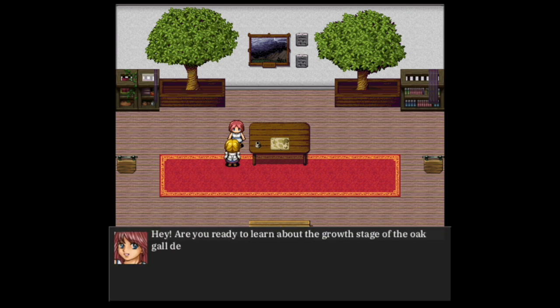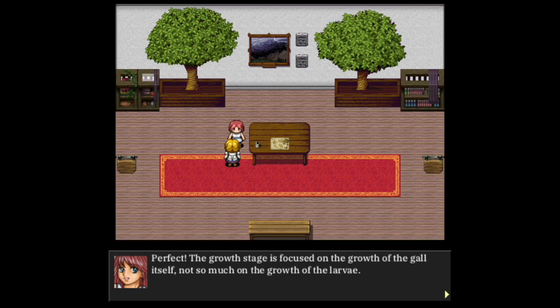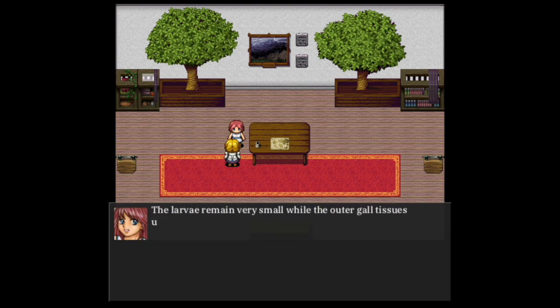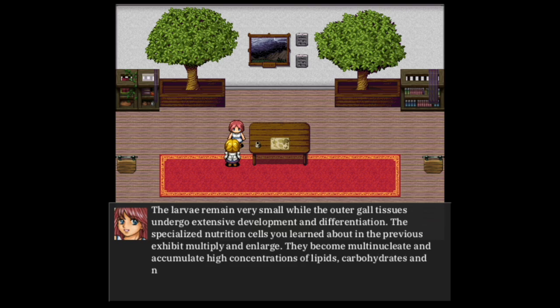Hi, are you ready to learn about the growth stage of the oak gall development? I sure am. Perfect! The growth stage is focused on the growth of the gall itself, not so much on the growth of the larva. The larvae remain very small, while the outer gall tissues undergo extensive development and differentiation.